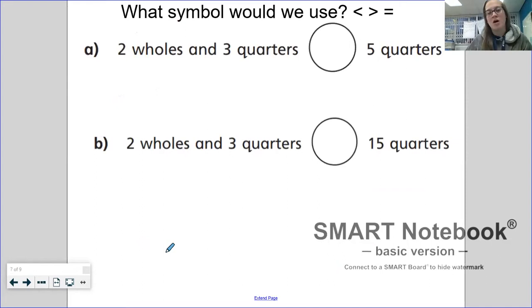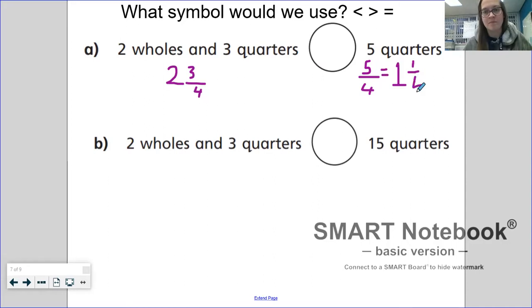So now we're going to use the more than, less than, and equal to symbols. 2 wholes and 3/4, and 5/4. To make this easier, I'm going to turn these into wholes and quarters so that it makes them the same on each side. So I've got 2 and 3/4, and here I've got 5/4. Well, 5/4 is the same as 1 whole, because 4/4 is 1 whole, and 1/4 left over. So it's easy for me to see that this side is the bigger number.